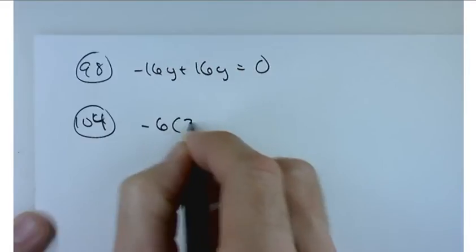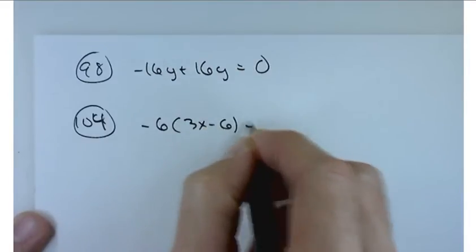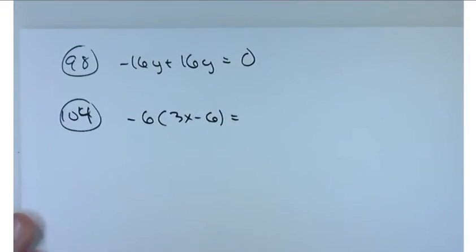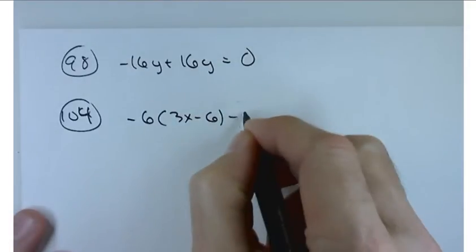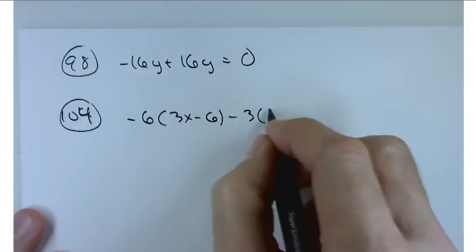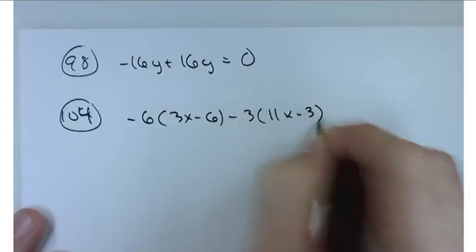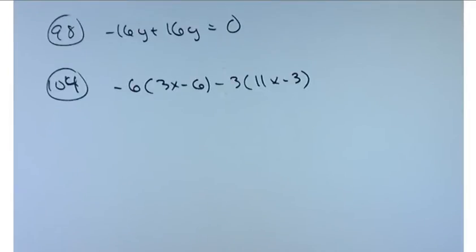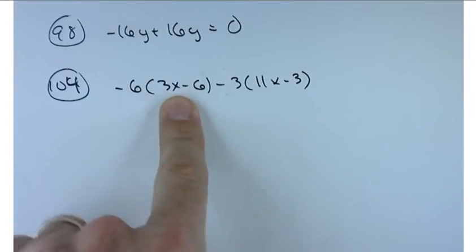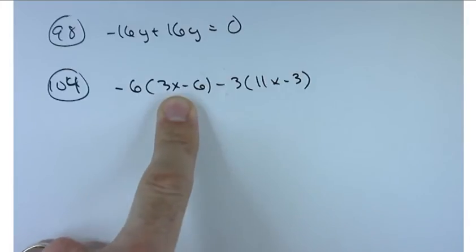Negative 6 times 3x minus 6. Oh, wait. There's a little bit more to it than that. My bad. Minus 3 times 11x minus 3. Now, the tricky thing in this one is to figure out what's getting distributed where. What's going to multiply the 3x minus 6?